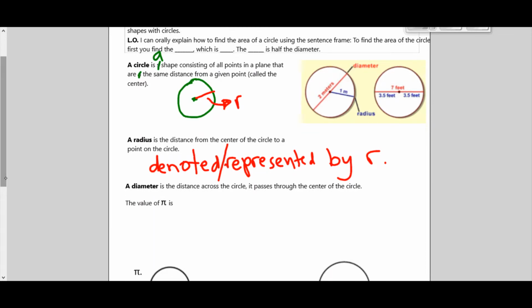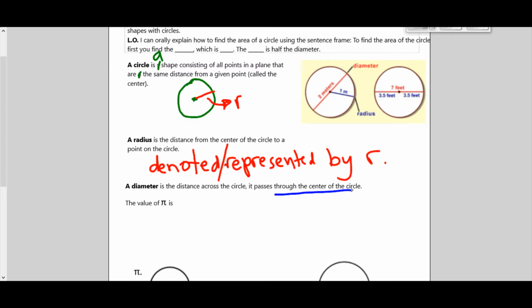The diameter is, so that's the radius, a distance from the center to the edge. A diameter is the distance across the circle, and it passes through the center of the circle. So that's an important piece of the diameter. It must pass through the center of the circle, and it must go from one point on the circle to another point across from it.